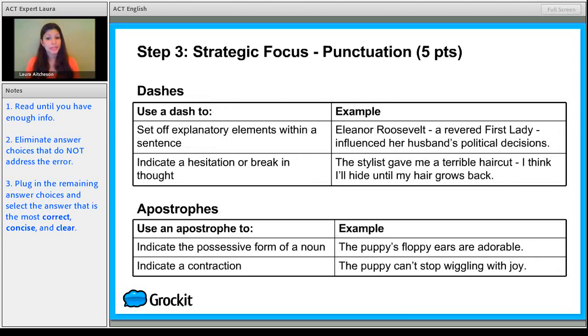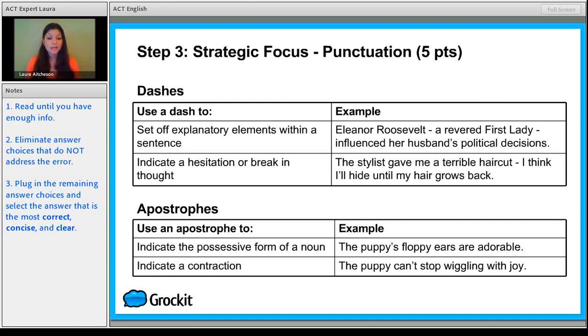Dashes are interesting. They are very rarely wrong. So be careful before you start saying that a dash is wrong, because they can be used as commas or as semicolons. So the first example, Eleanor Roosevelt, a revered, meaning respected, first lady, influenced her husband's political decisions. That's basically 2 commas. The next one, the stylist gave me a terrible haircut. I think I'll hide until my hair grows back. Those are 2 separate sentences. So dashes usually are used correctly. It's really hard to find a way they're not being used correctly unless they're in a really weird spot.